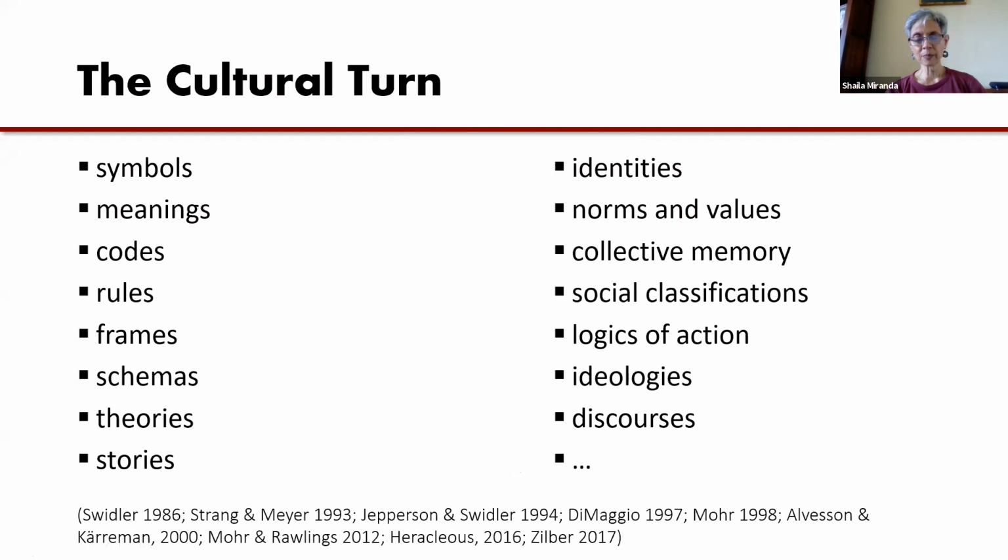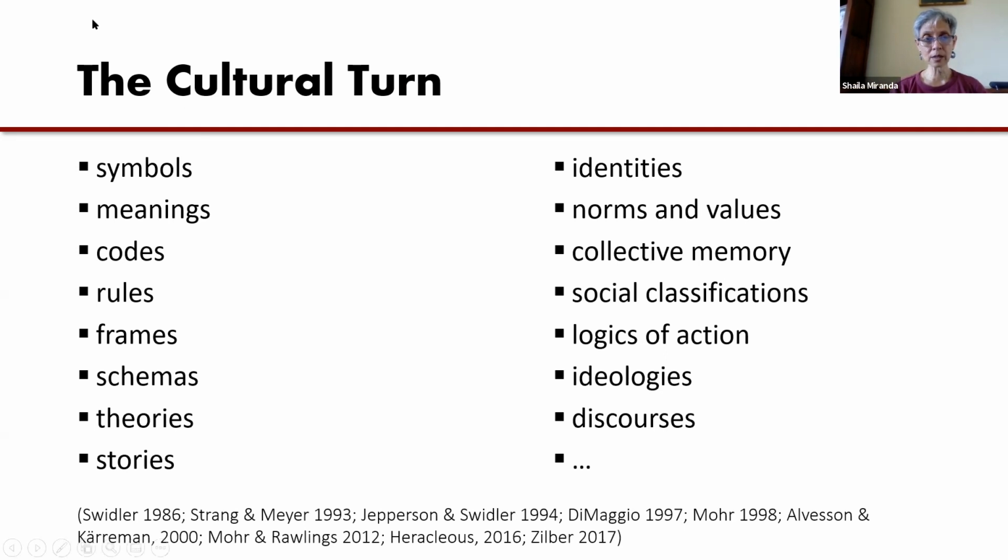So following work by Swidler in 1986, we saw a cultural turn in sociology and then in organizational studies. The cultural turn was the transition from thinking that things constitute culture to culture constitutes things, or that meaning and the material are intertwined. So this is sort of the basis for a lot of our work on meaning these days.